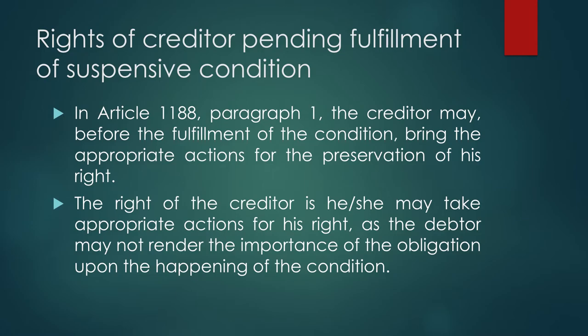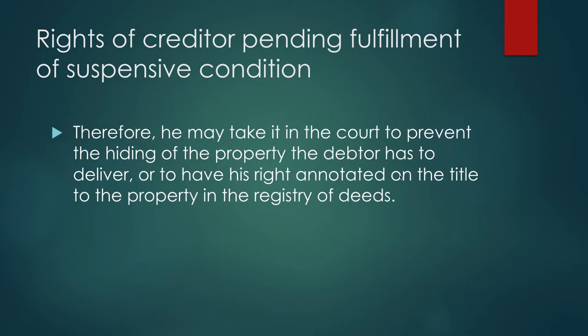The creditor may take appropriate actions for his right as the debtor may not render the performance of the obligation upon the happening of the condition. So, therefore, he may go to court to prevent the hiding of the property the debtor has to deliver or to have his right annotated on the title of the property in the registry of deeds. So pagka medyo nanganganib, ipa-attach mo or ipa-annotate yung property so that it cannot be easily conveyed or transferred or hidden from you.